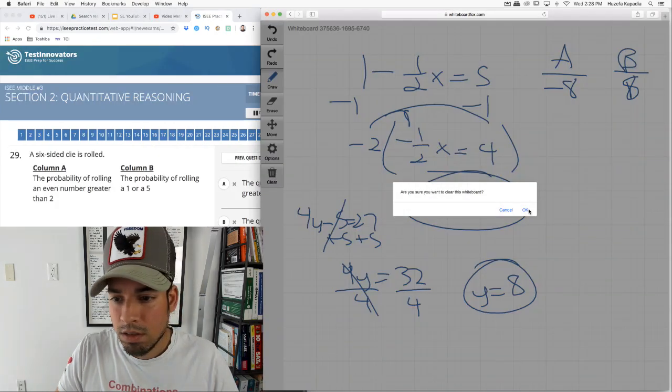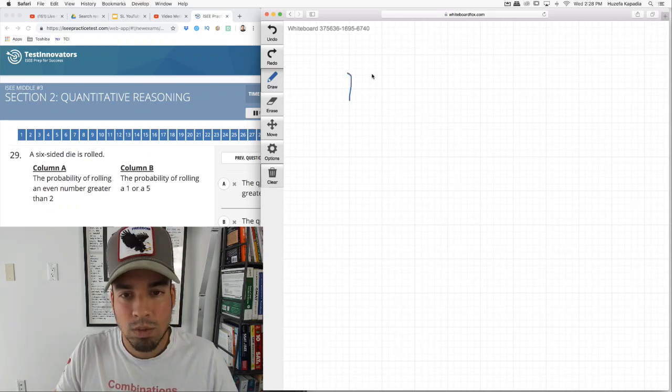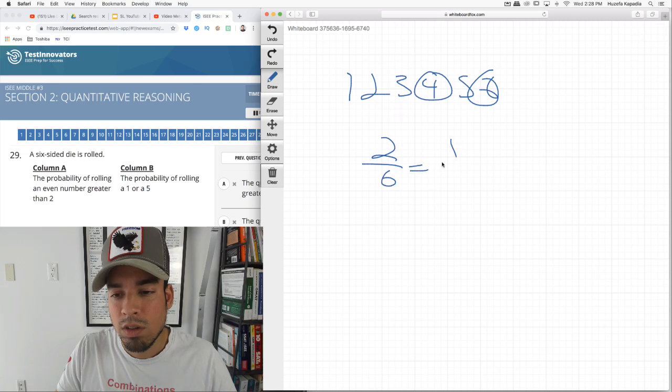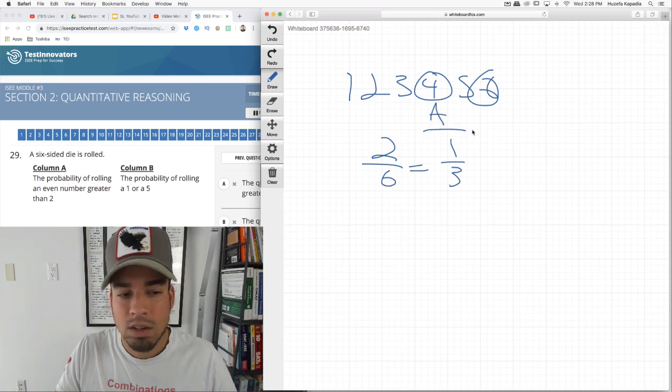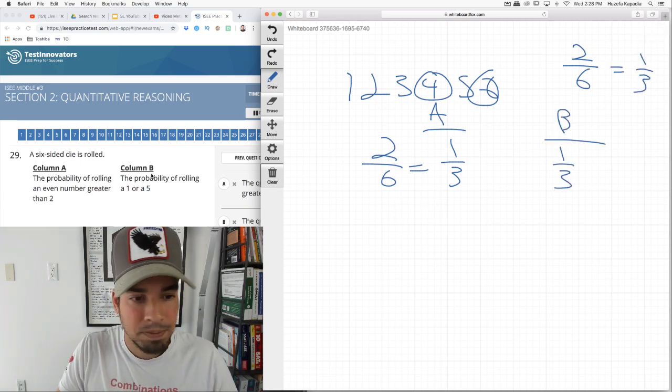Okay, next. The probability of rolling an even number greater than 2. So we have 1, 2, 3, 4, 5, 6. So an even number greater than 2 is 4 or 6. So that's 2 out of 6, or 1/3 for A. Okay. The probability of rolling a 1 or a 5, that's 2 out of 6, also 1/3. So B is also 1/3. So they're equal.